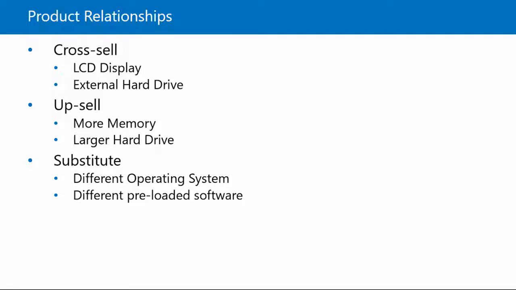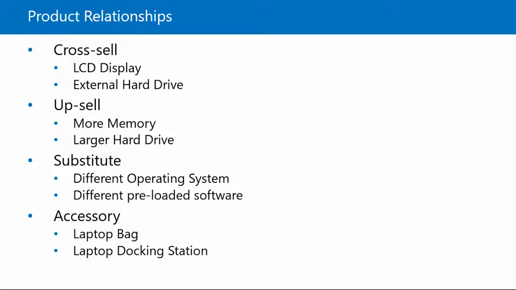But it's also possible to have substitutes. If I buy a laptop and I want to get a different operating system, I have the option of choosing a different operating system than what is typically shipped. So I can substitute one for another. And then of course, we also have accessories. If you buy a laptop, what are some of the things that you want to be useful with that laptop? Some examples might be a laptop bag or even a docking station.